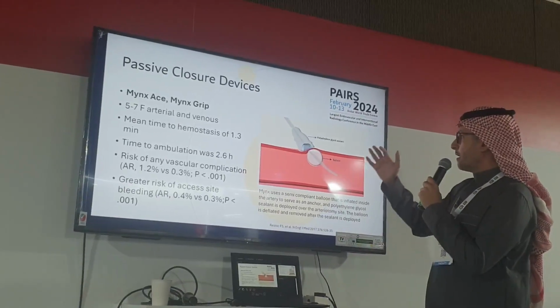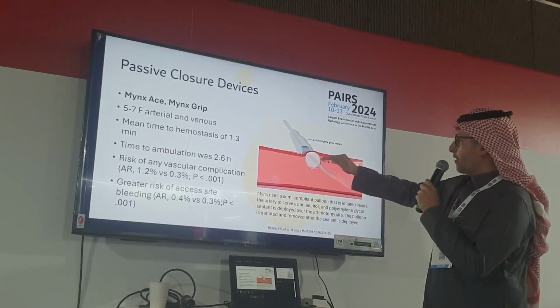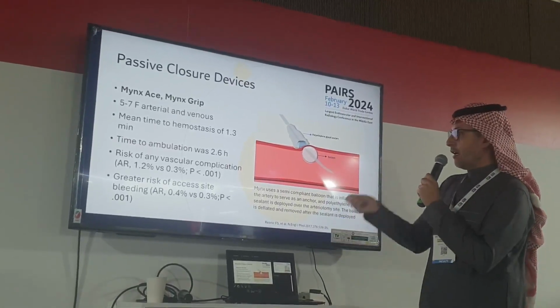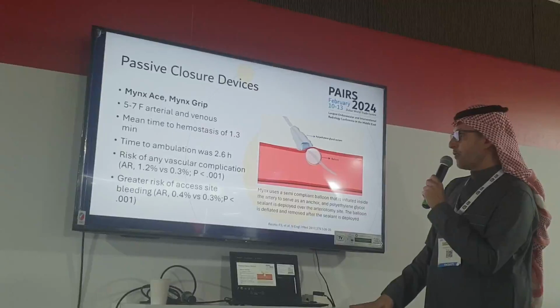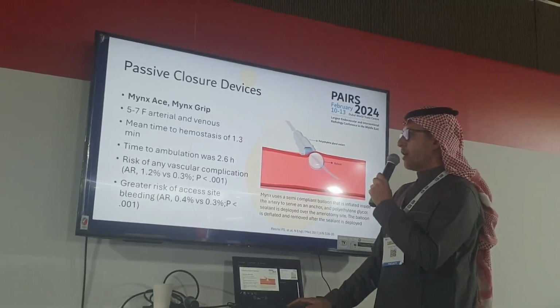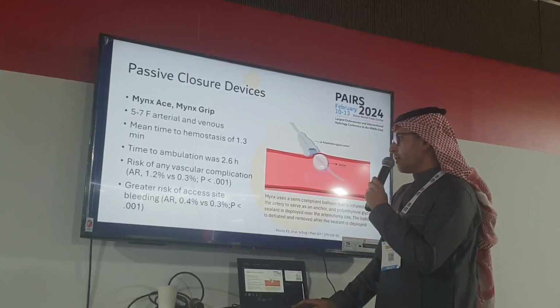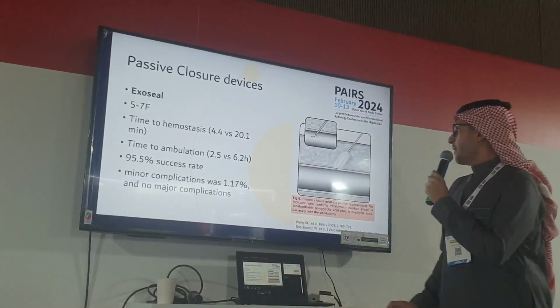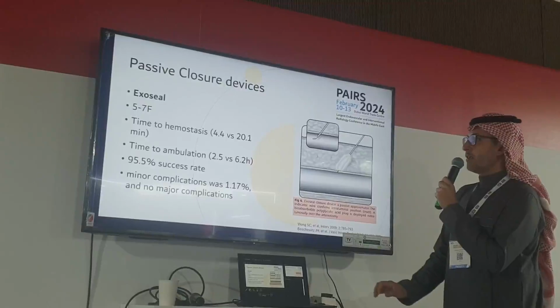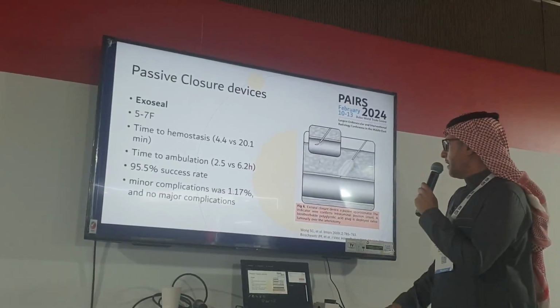The balloon helps keep the sealant above the wall, and then you deflate the balloon and remove it. Patients can ambulate within 2 hours, the complications are low, and it is significant. The ExoSeal device is a similar device, but without the balloon.